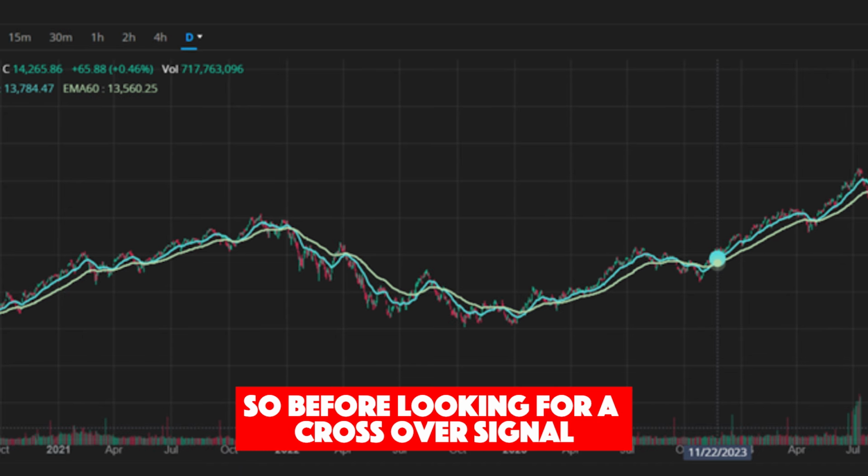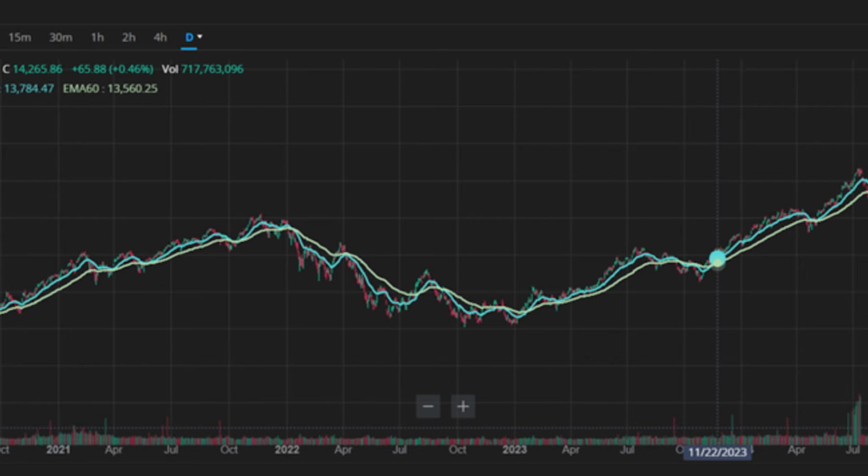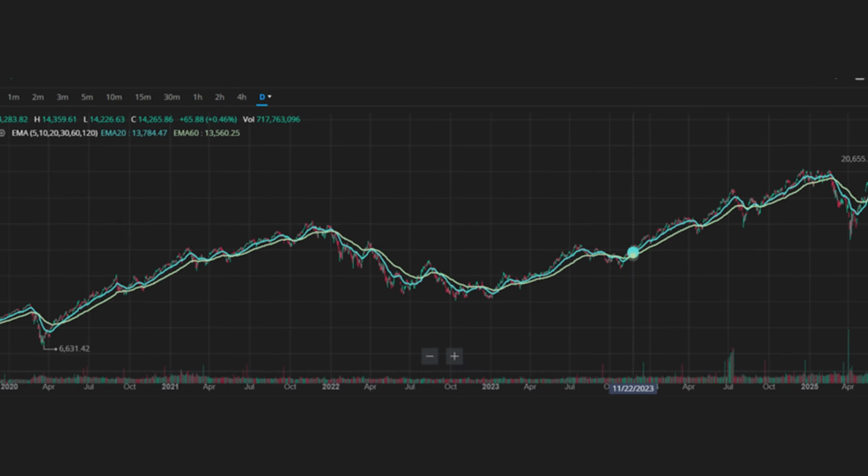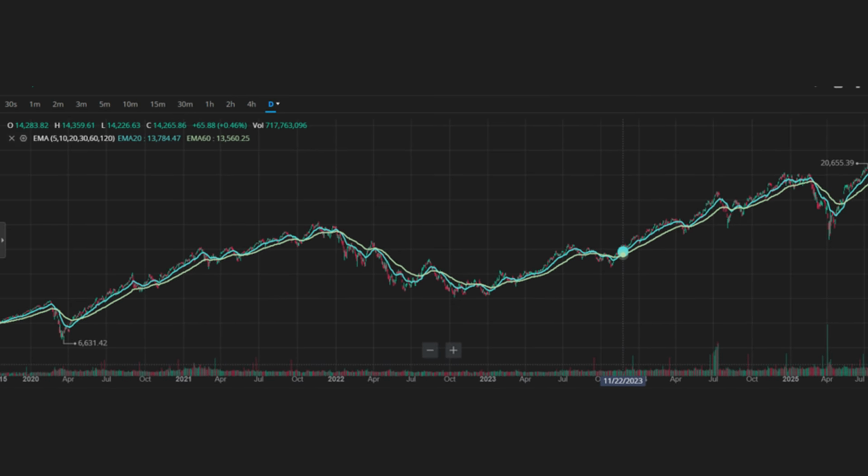So before looking for a crossover signal, you have to check whether the stock or market you are trading in respects crossovers or not. For that, you need to select your stocks and zoom out to look at least 6 to 12 months of data. You have to find 2 simple answers from this data. When these lines crossed in the past, did price actually move in that direction, or did it ignore the signal?